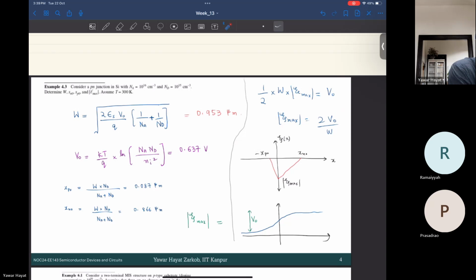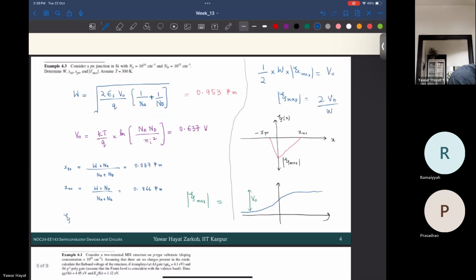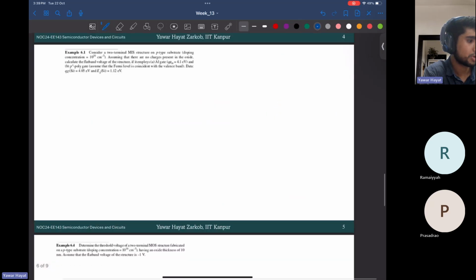So once you do the math, the magnitude of this E max comes about as, verify this, okay, 13.4 kilovolt per centimeter. Okay, so we are done with this example as well. Let's move on to the next example.